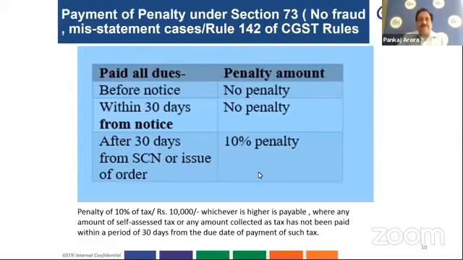And it has also been provided in the rules that where any amount of self-assessed tax or any amount collected as tax has not been paid by the taxpayer within the time limit provided, within 30 days of such date of payment, then the penalty of 10% of tax or rupees 10,000, whichever is higher, shall be leviable.